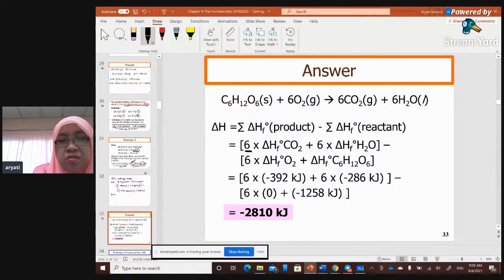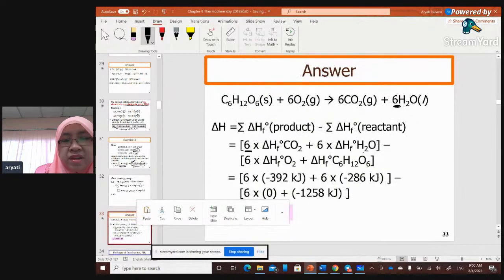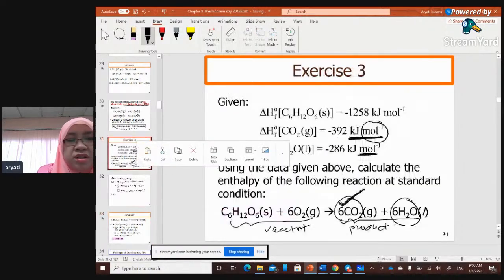So same reason with H2O. H2O kat sini ada 6 mole. Given in the question is H2O ialah 286 kilojoule per mole, means untuk 1 mole. So kalau ada 6 mole, kena times 6. Okay, untuk oksigen kat sini ada 6 mole. So given for oksigen, okay.